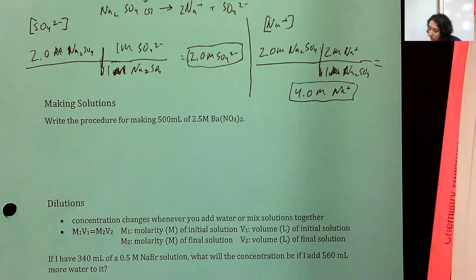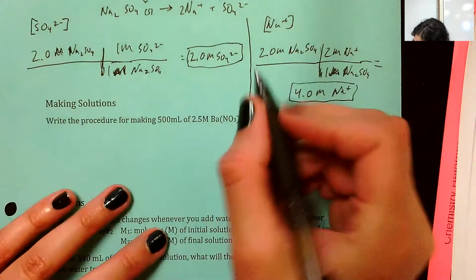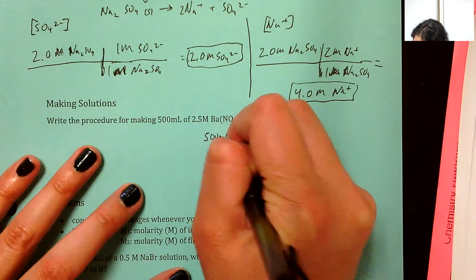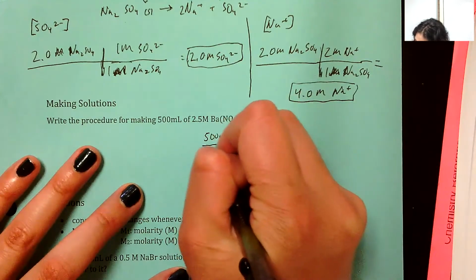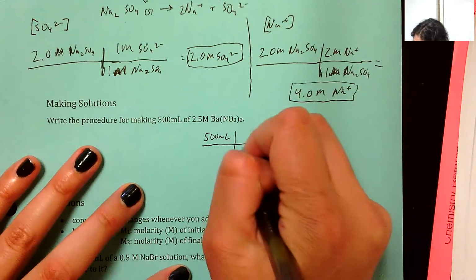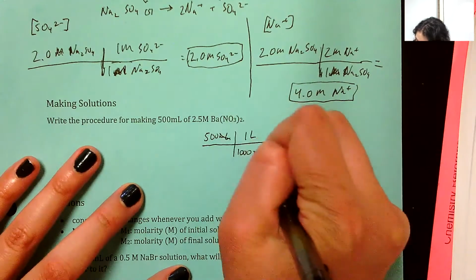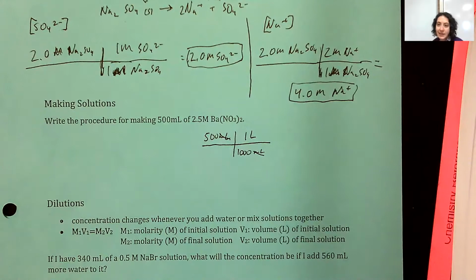So the first thing that we need to do is figure out how many grams of barium nitrate we're going to need. This is a good time to do a little bit of math. We want 500 milliliters of this solution. Let's convert that to liters. Okay, great. Now it's in liters.